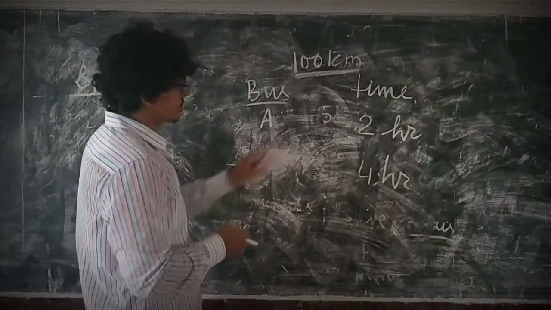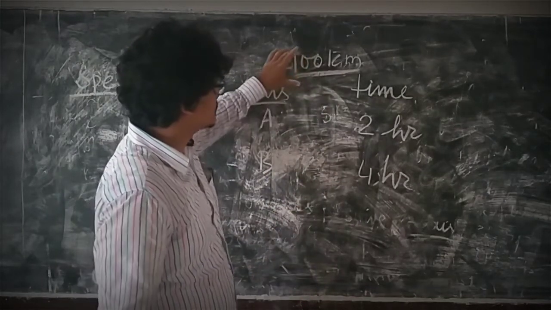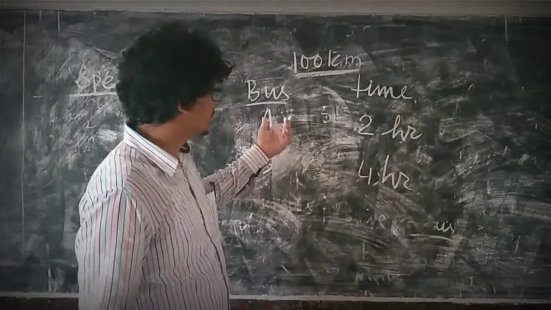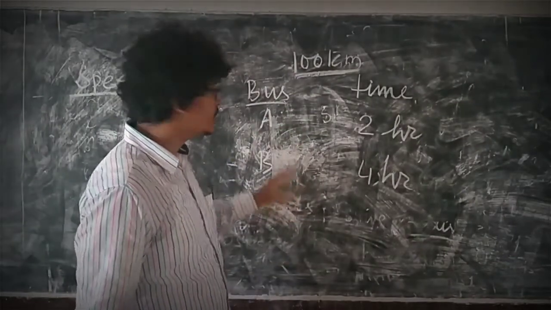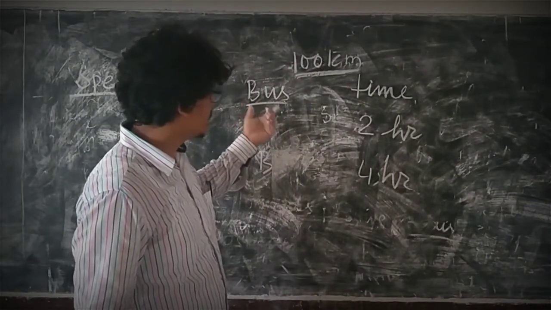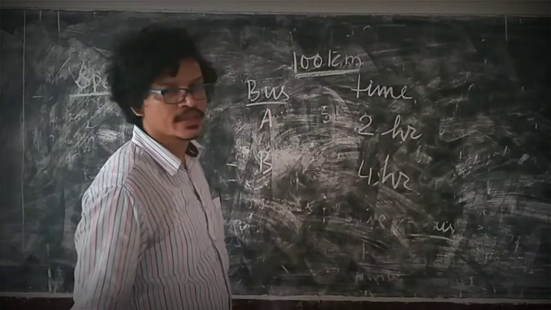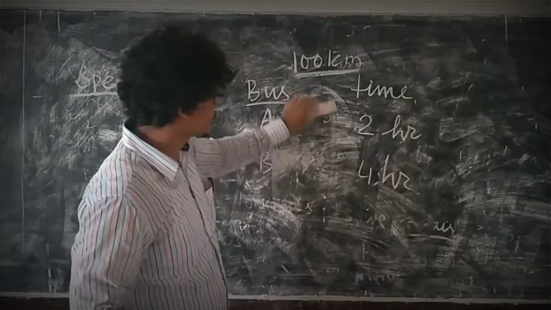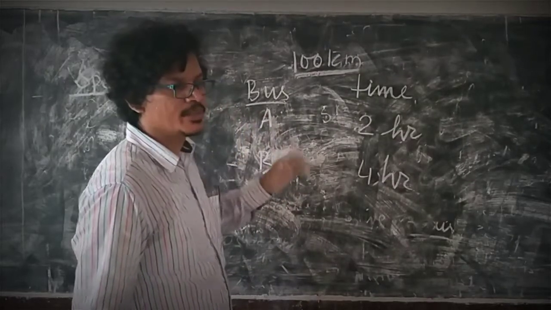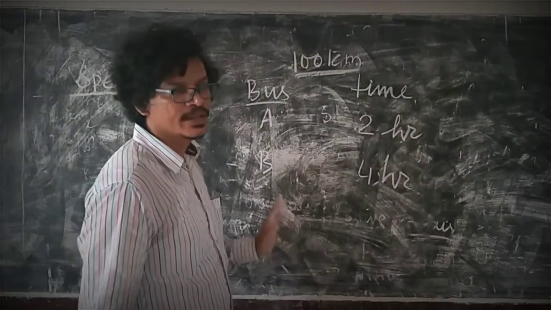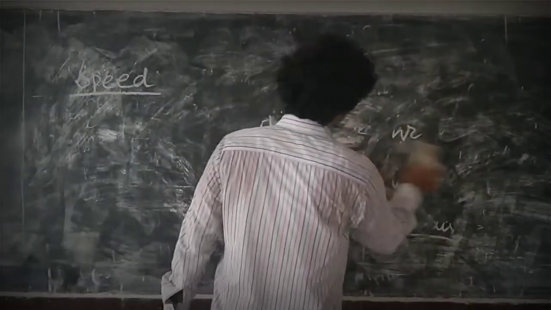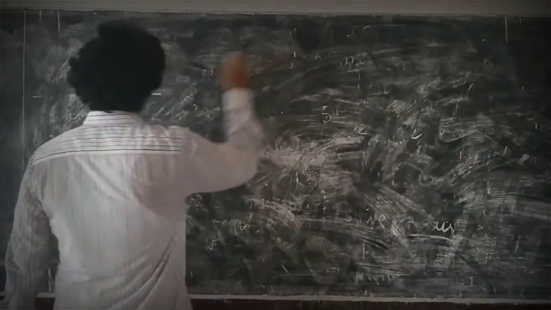So here, if I give you one quantity by which you can predict which one will take less time, that quantity is speed. Basically speed is how much distance the bus is covering in unit time, in 1 hour. That is speed. So we can define it like that.